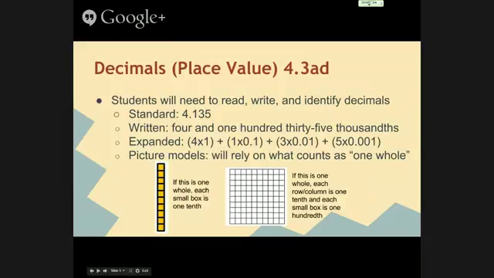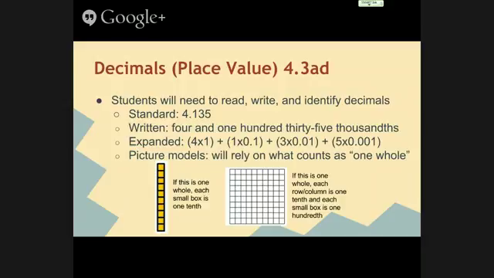So there are 4 ways that they will need to be able to represent, read, identify fractions, or excuse me, decimals. As you can see, I get them mixed up because they're very much related. So the first way is just standard form. That's when they see it in numbers, and they just need to be able to know what that means. So for instance, that says 4 and 135 thousandths.